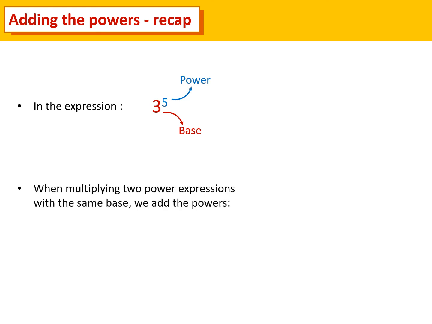Let's put all that together then in a recap. In the expression 3 to the power of 5, 3 is the base and 5 is the power. When multiplying two power expressions with the same base, we add the powers. So in this example, our answer would be 5 to the power of 6.